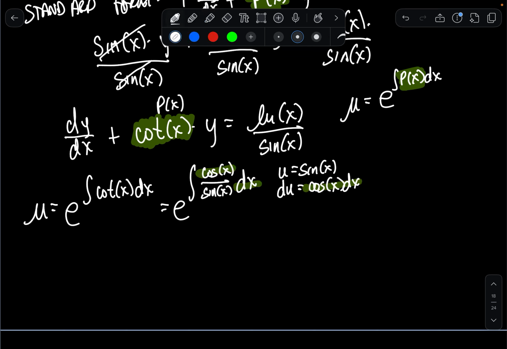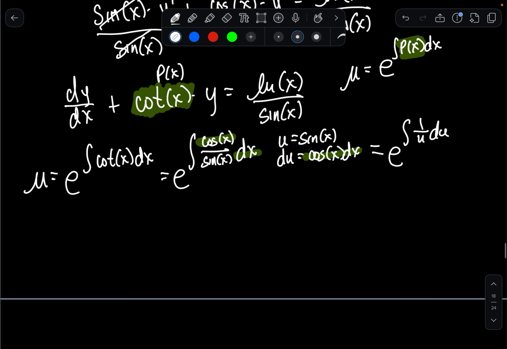So this integral here is e to the integral of 1 over u du, which makes this problem quite nice. So mu is equal to e to the natural log of the absolute value of u. Remember, you do not need a plus c when you are calculating the integrating factor. And the reason for that is it's going to end up canceling at the end.